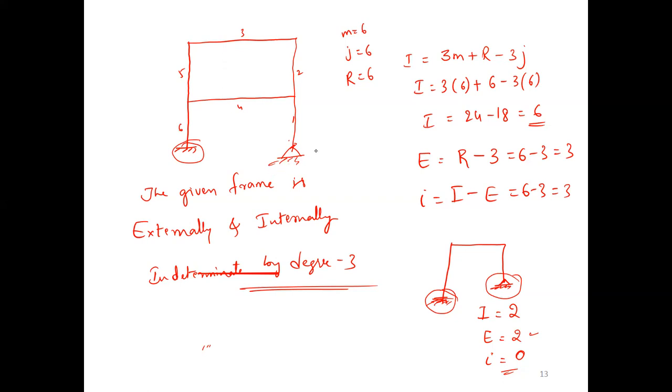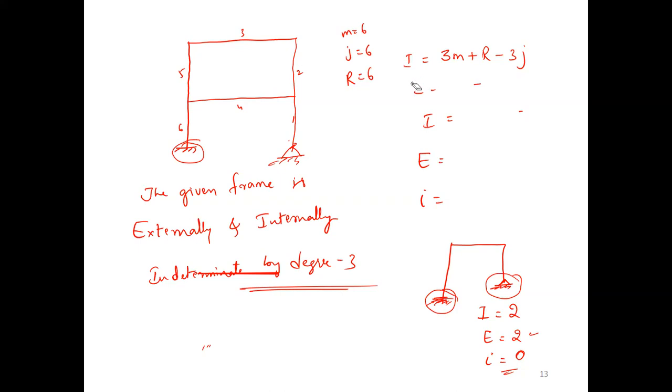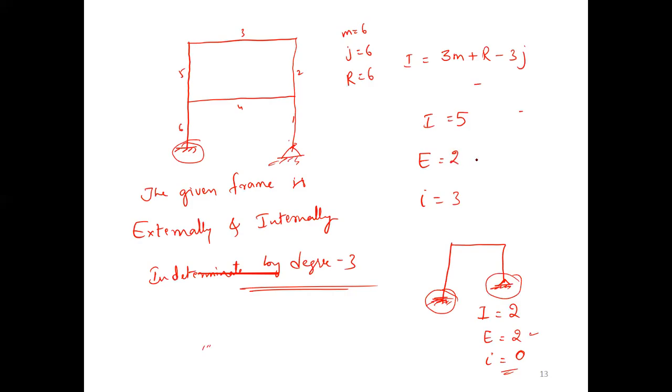Yes, what is the value of I? And what is the value of E? And what is the value of small I? 5. Sir, I is 5. Yes, sir. What is E? E is 2. Yes, sir. What is small I then? 3. Yes, sir. See, we made a small change there, and here the equations and numbers changed.